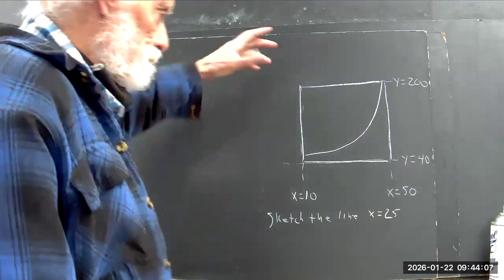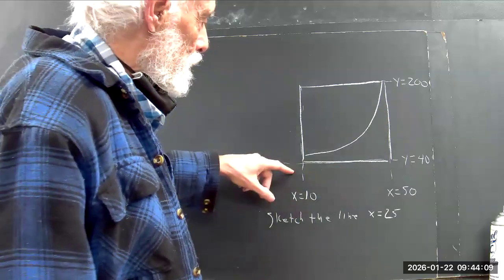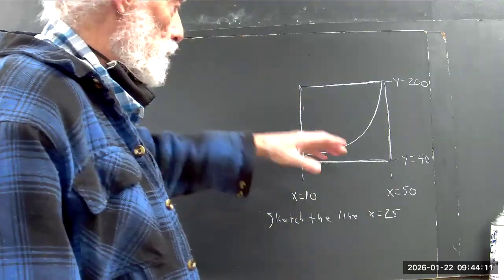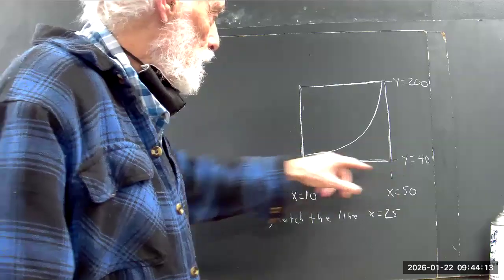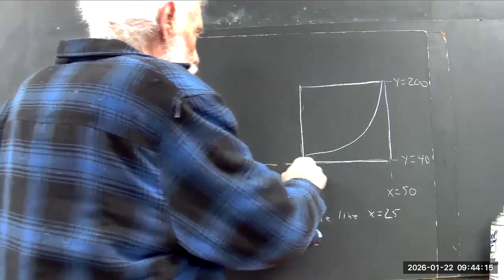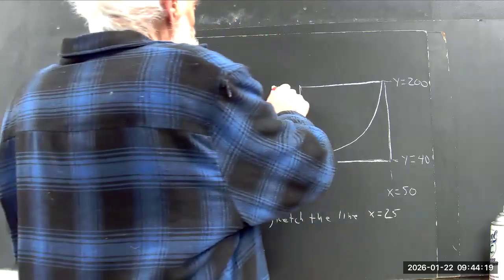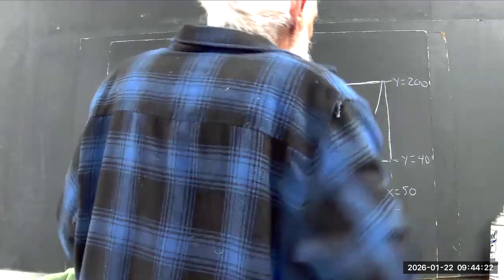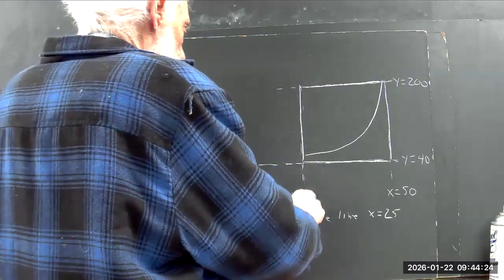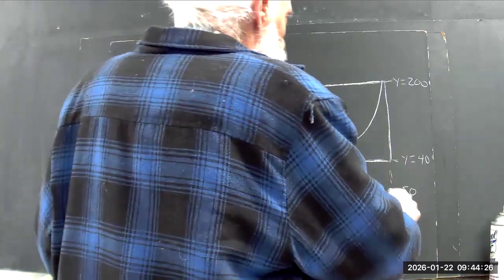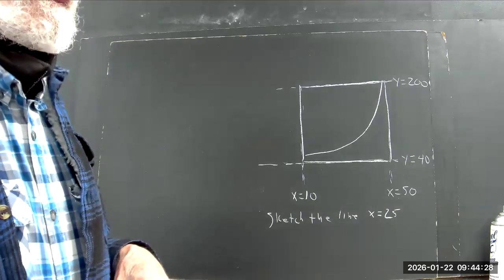Okay, now we want to copy the picture faithfully. So you're going to have y equals 40, and I've got a dotted line here. Let's emphasize that dotted line. y equals 40 on this dotted line, y equals 200 on this dotted line. Here's a dotted line where x equals 10. Here's a dotted line where x equals 50.